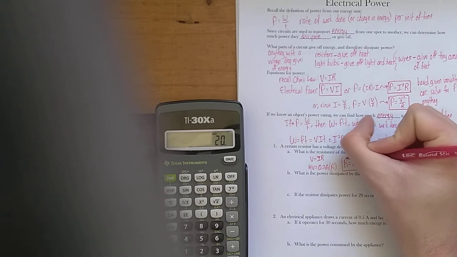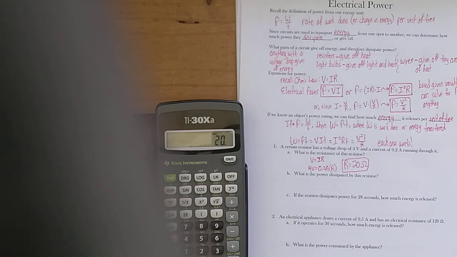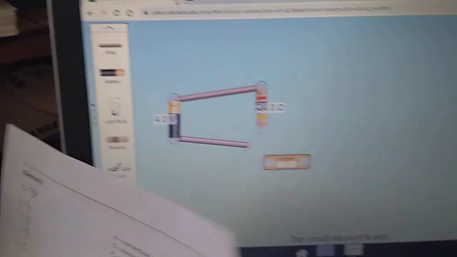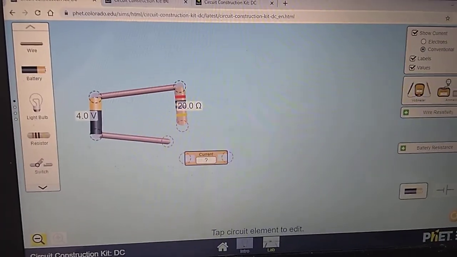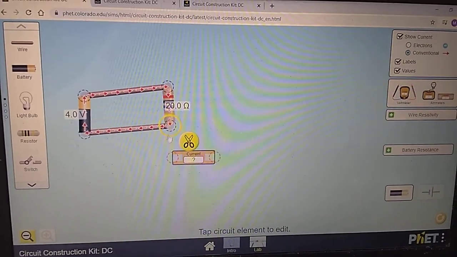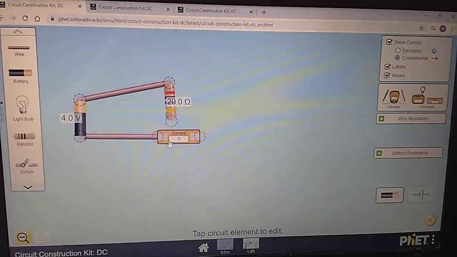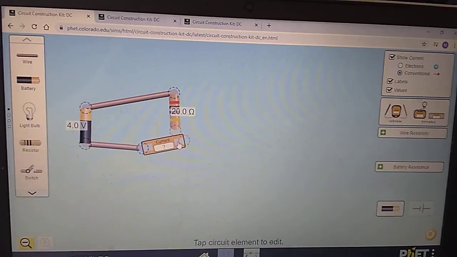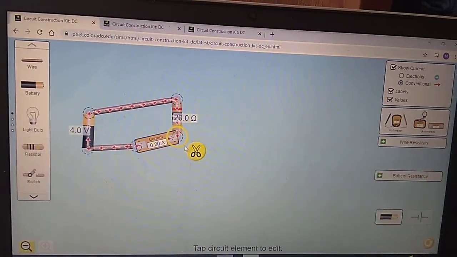Make sure you have the right units for these, because these units are a little bit different for you. They're not units you've been using the entire year, so you're a little less familiar with them. Just to prove to you that this actually does work, let me go over to the simulation. We have a 4-volt battery, which means there should be a 4-volt drop at the resistor, and a 20 ohm resistor. We can measure the current. From the problem, it should be 0.2 if there's a 20 ohm resistor, and that is exactly what we get.